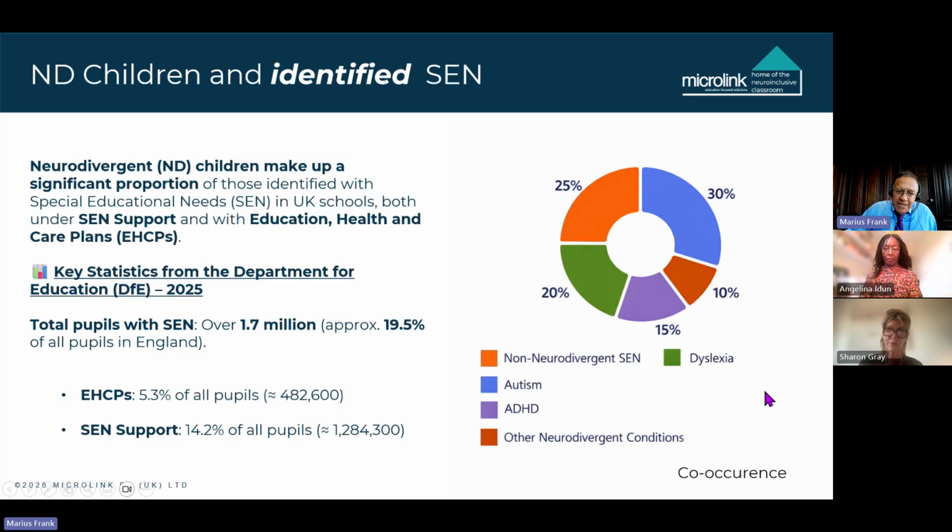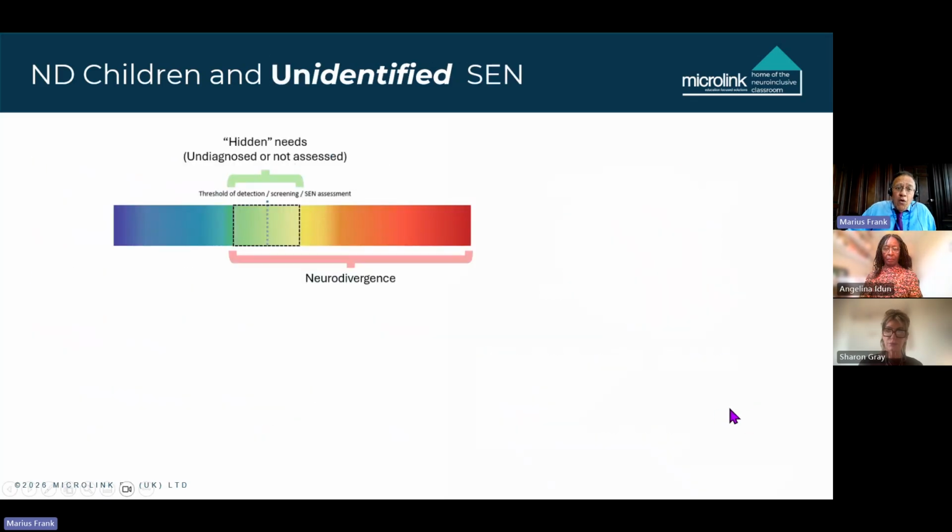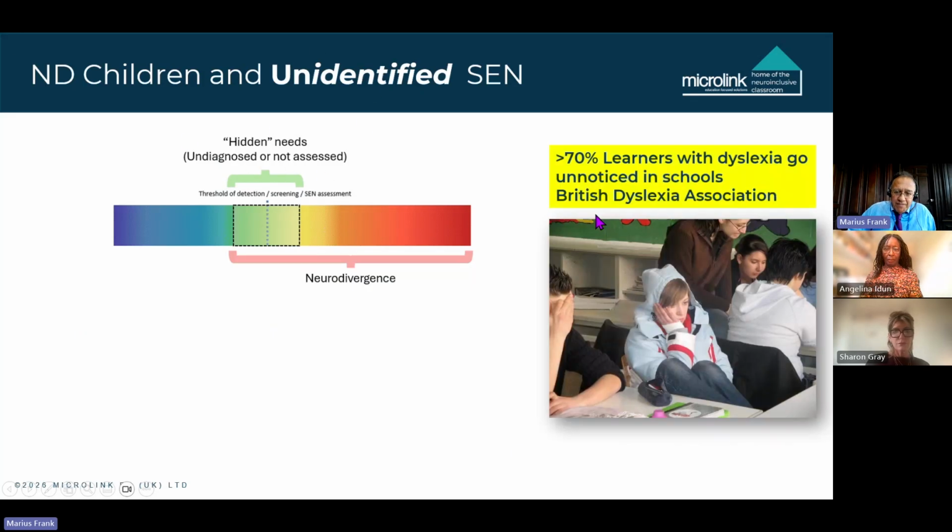But let's drill in now. All right, this is children with identified SEN. What about young people in that hidden needs block with unidentified SEN? It's interesting. The British Dyslexia Association asserts that 70% of learners with dyslexia go unnoticed in schools. 70%. Why? Well, some of them are compliant, beautifully well-behaved children. They don't know, they're not noticed. Actually, some of them try to blend in.